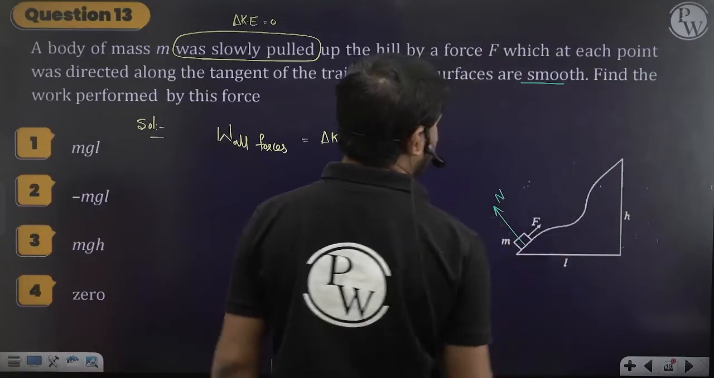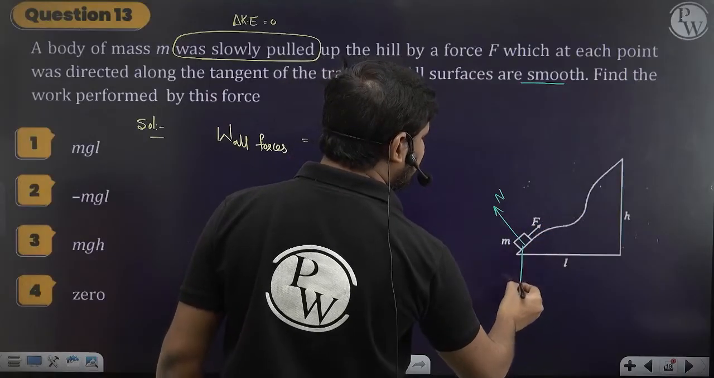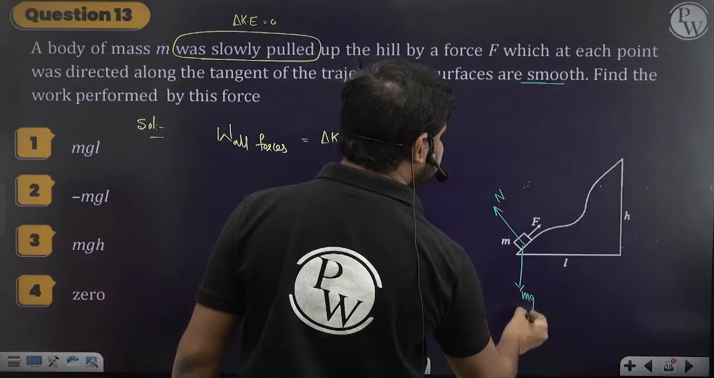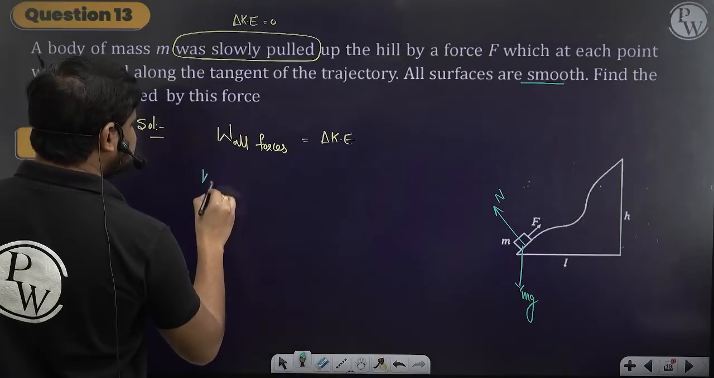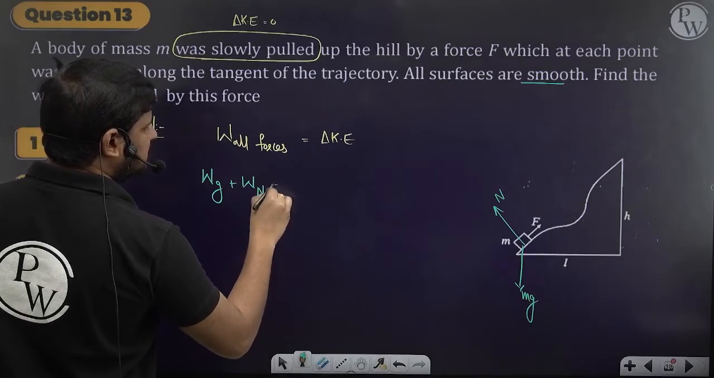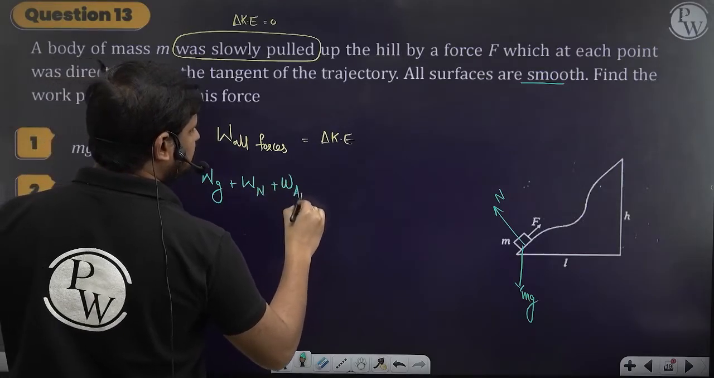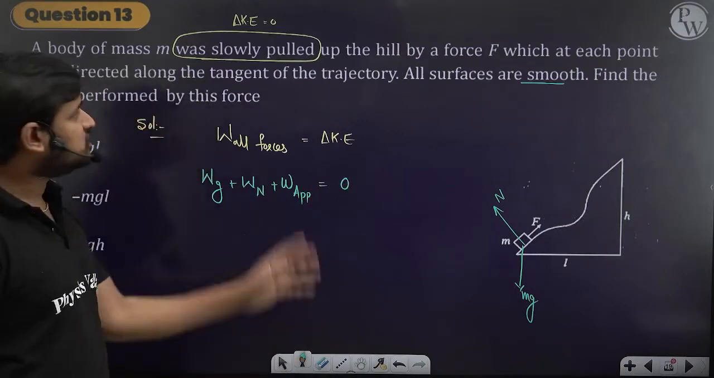And one, what is this one? Applied force is acting, and one more force, that is mg, the gravitational force, right? So the work done by gravitational force plus the work done by normal force plus the work done by applied force is equal to the change in kinetic energy, which is equal to 0, because the body is pulled up the hill very slowly, right?